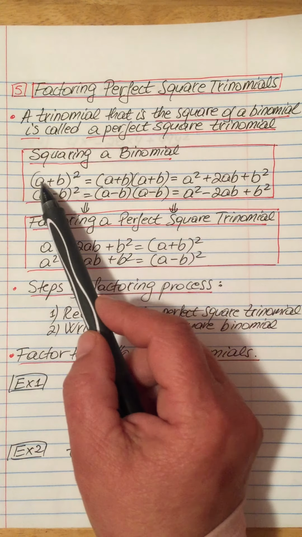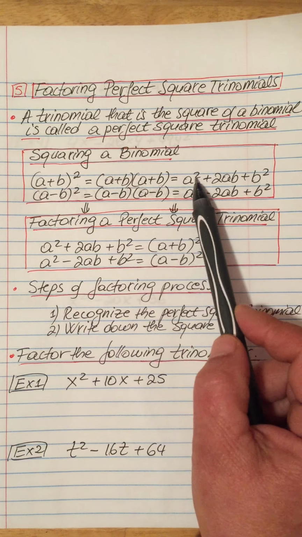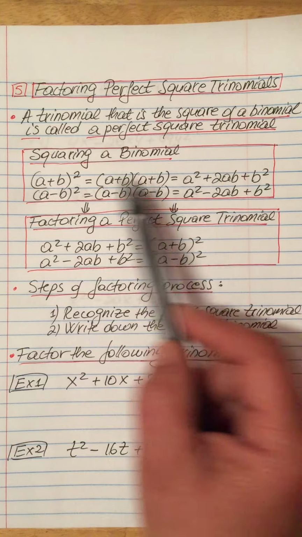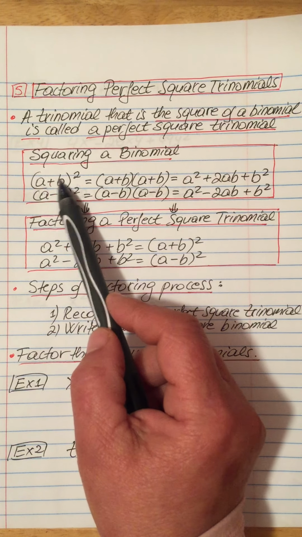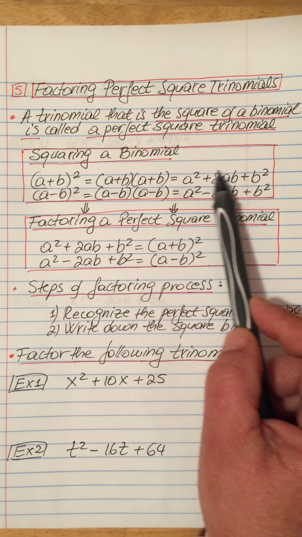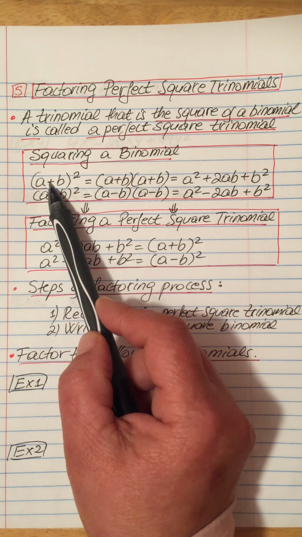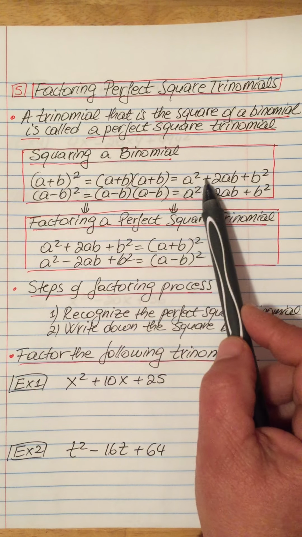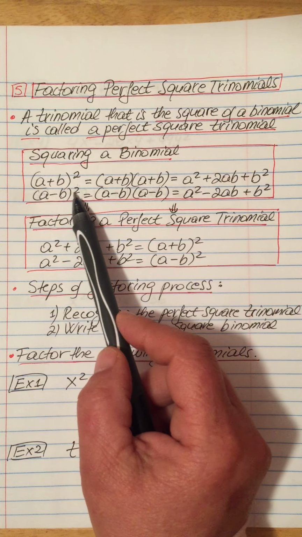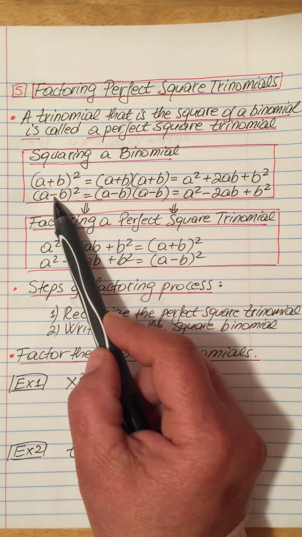Okay? Because a squared is a positive number, positive b squared is a positive number, and the product of a and b, doubled, is a positive product. So in other words, if in the binomial we have a plus, in the middle term of the trinomial we have also a plus.